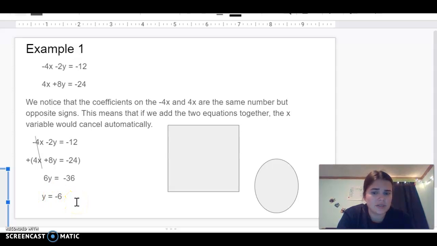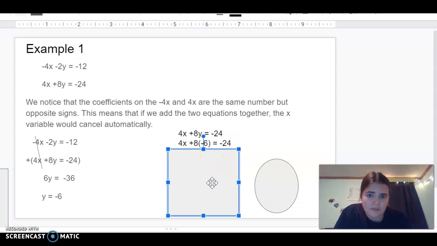In order to do this, we just pick one of the original equations up here, one of these two, and we take that y equals negative 6 and plug it in. We take that negative 6 and put it wherever we see a y. Pick either equation you want. I picked the bottom equation, 4x plus 8y equals negative 24. I put this negative 6 wherever I see a y, so I get 4x plus 8 times negative 6 equals negative 24.